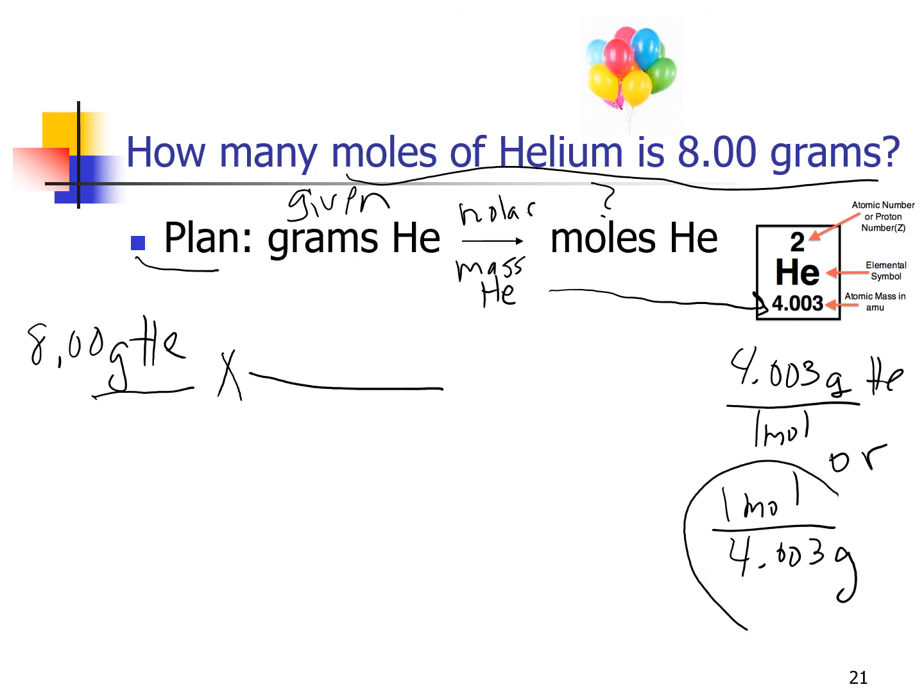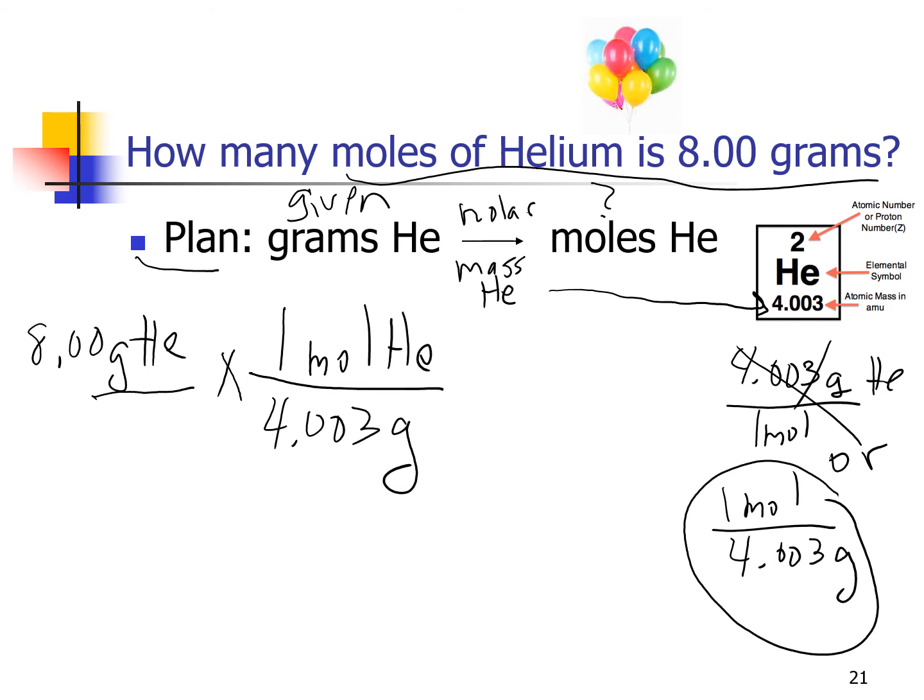So we're going to pick the conversion factor at the bottom because that has 4.003 grams of helium per every 1 mole of helium that we'll write at the top. Now our grams of helium will cancel. Our units we'll end up with will be moles of helium, which is what we want. So then we just have to do the math.